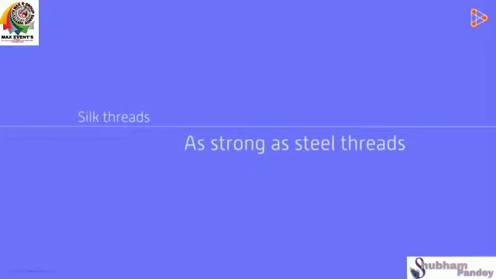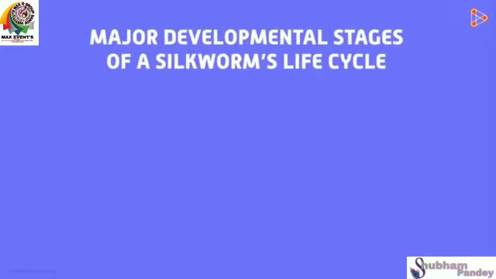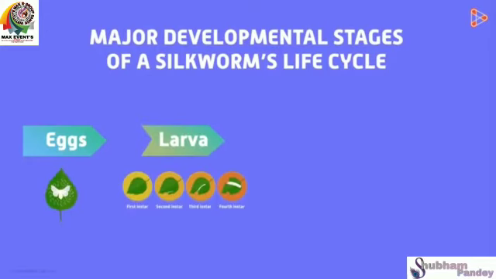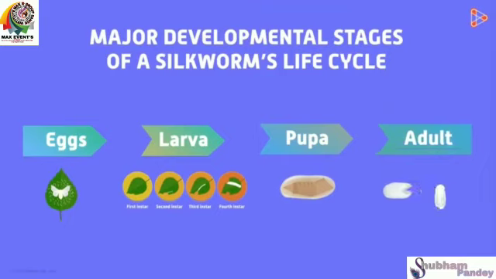In short, there are four development stages in the life cycle of the silkworm. First comes the egg, then the larva, followed by the pupa stage, and lastly the adult stage, where the mature moth breaks the cocoon and flies away.